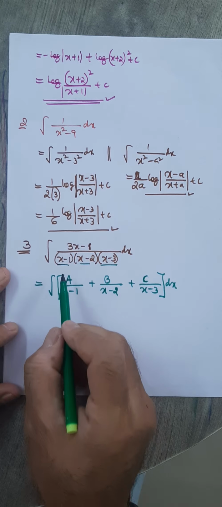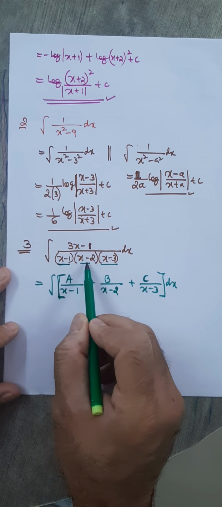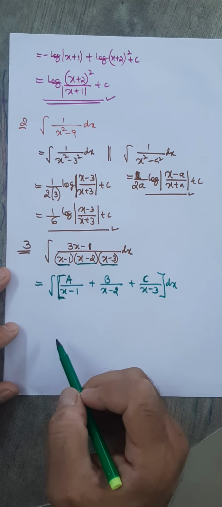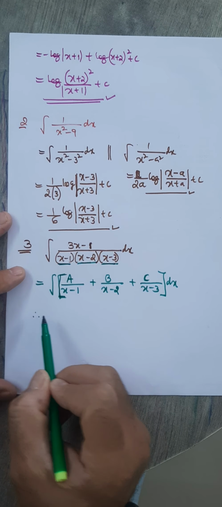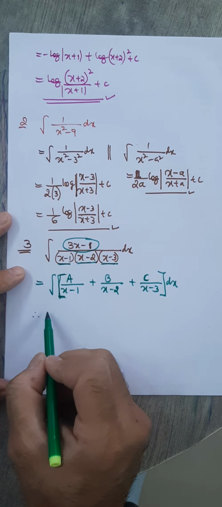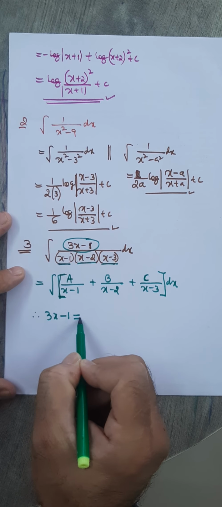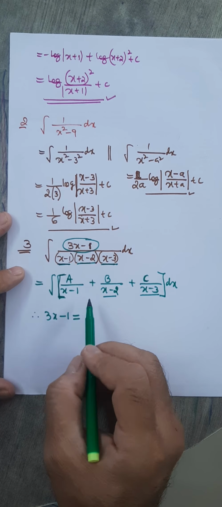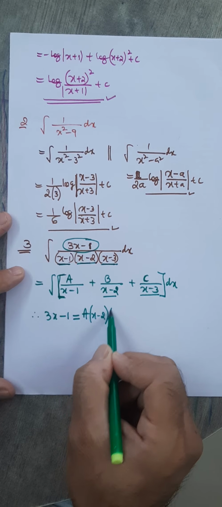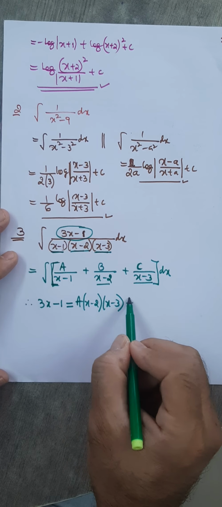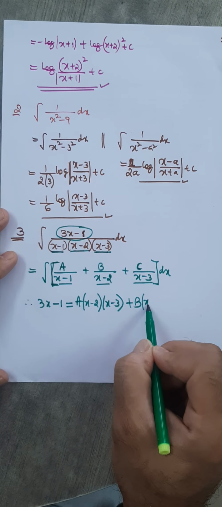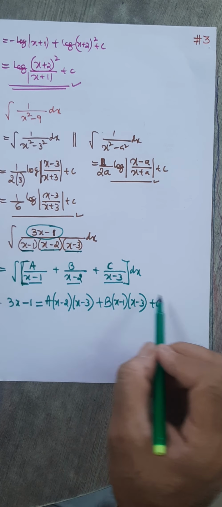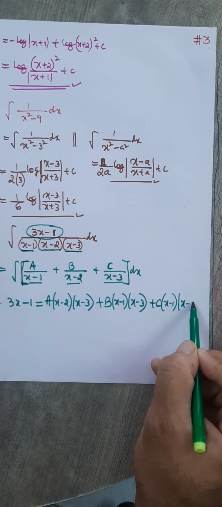So we have this here: A upon x minus 1, B upon x minus 2, C upon x minus 3, where A, B, C are unknowns which we'll find. How will we find them? By comparing numerators. What is the numerator here? 3x minus 1, that is equal to, what is the numerator here? If you take cross multiplication, A into x minus 2 into x minus 3, plus B into x minus 1 into x minus 3, plus C into the product of these two factors, x minus 1 into x minus 2.